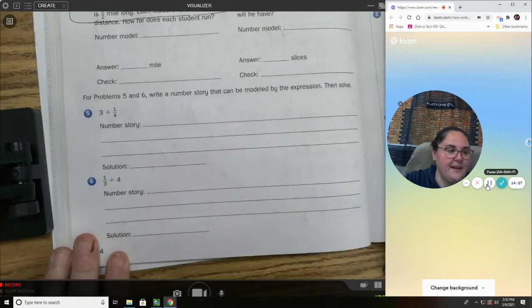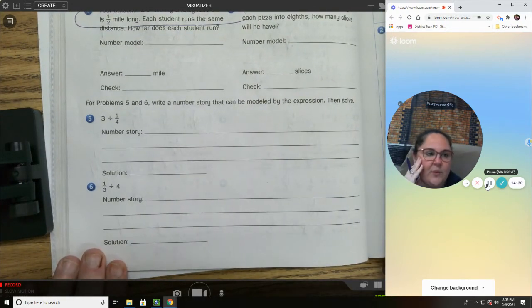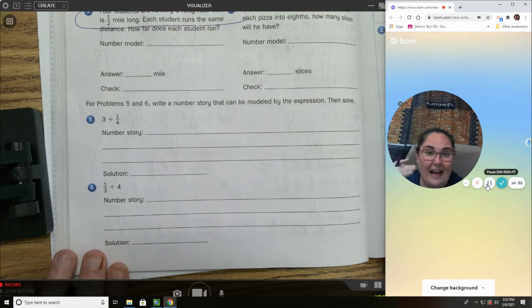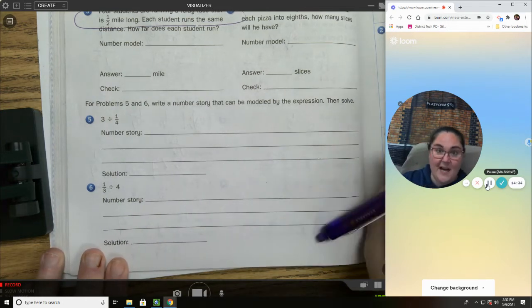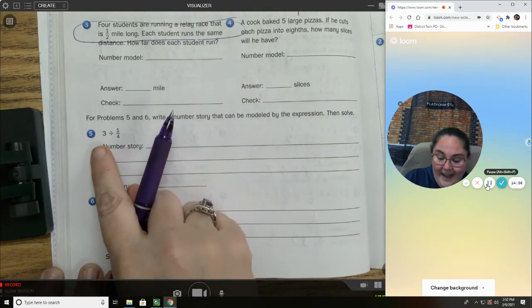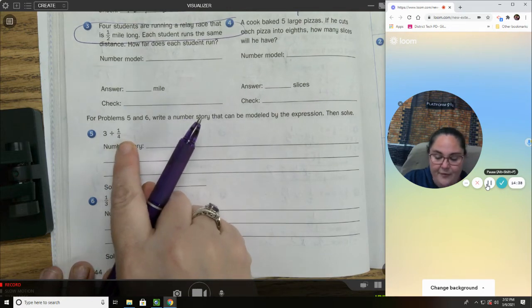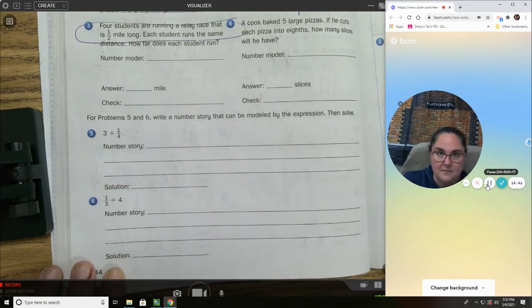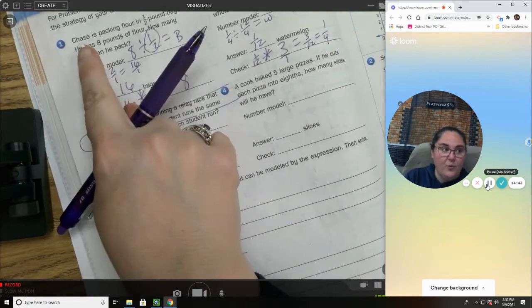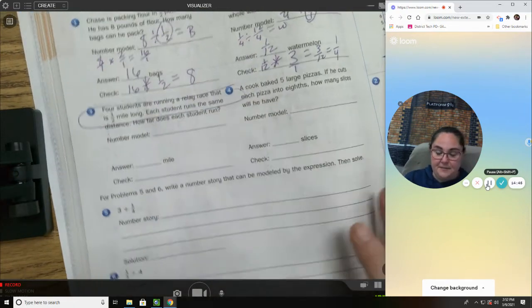Let's look at number 5 and number 6. So we need to write story problems. So I'm going to use what we did at the top to help me out. So I see that this is a whole number divided by a fraction.